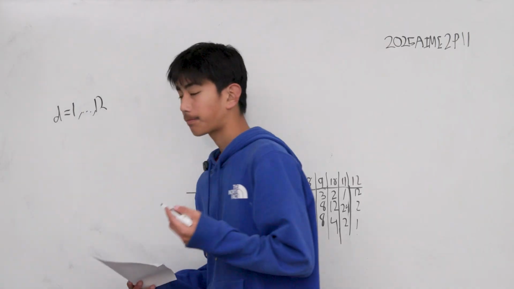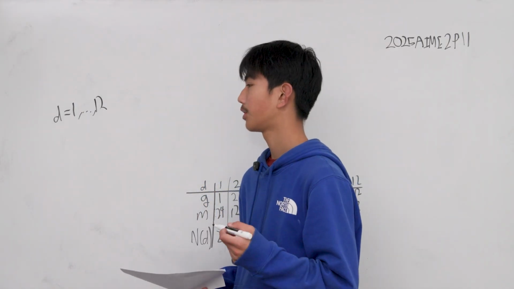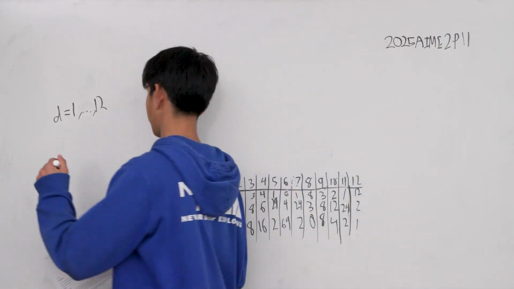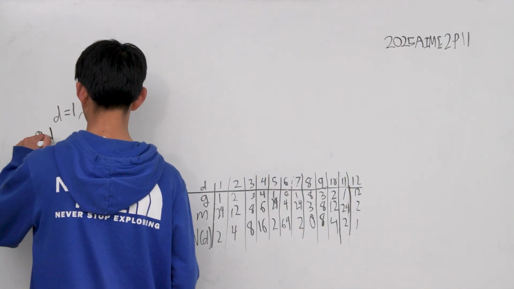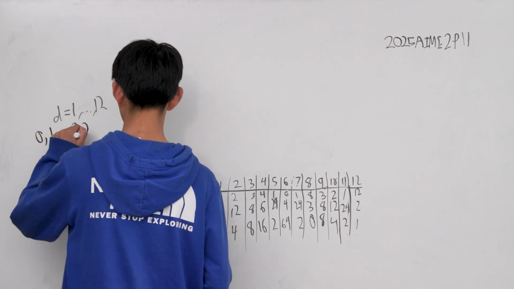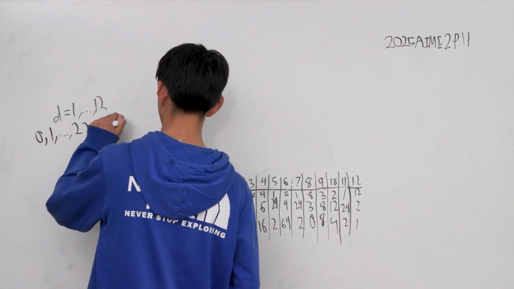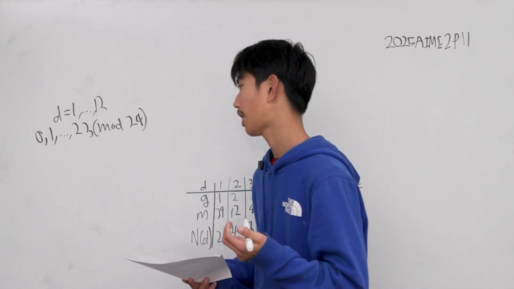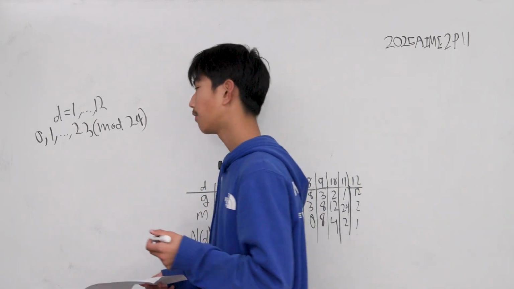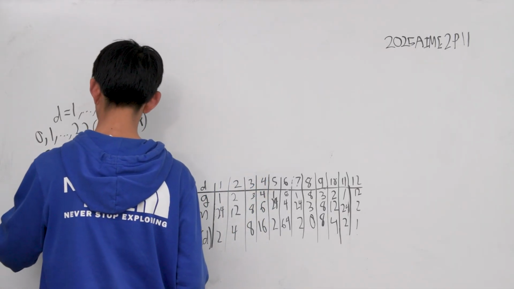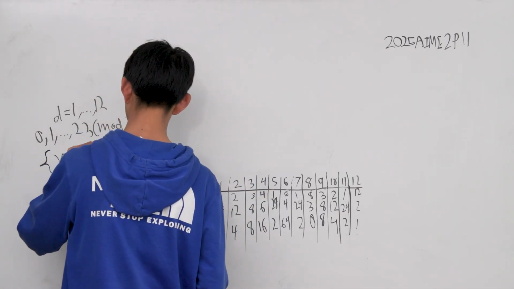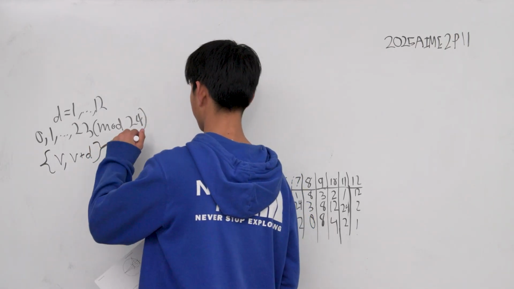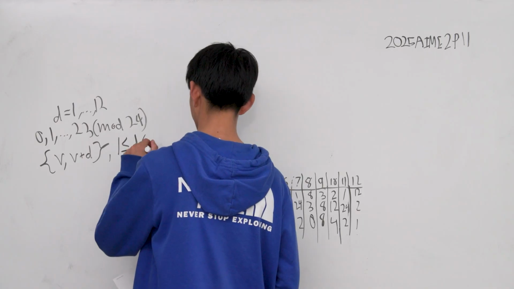Now what we can do is label all the vertices of the 24-gon as 0, 1, all the way to 23 mod 24. Now notice, for any chord of equal length, we're going to have the pair V, V plus D, where D is greater than or equal to 1 and less than or equal to 12.